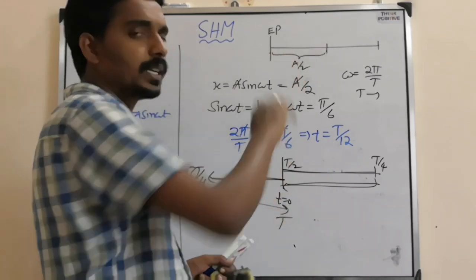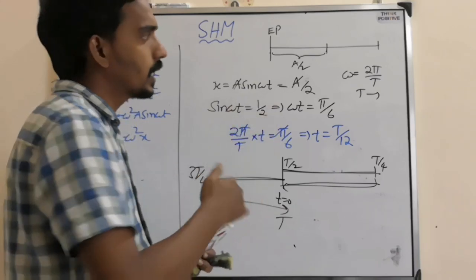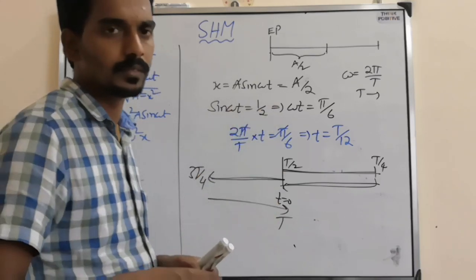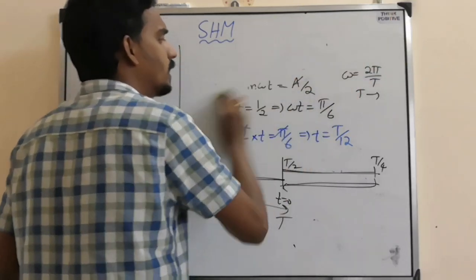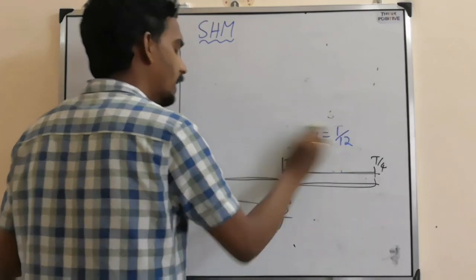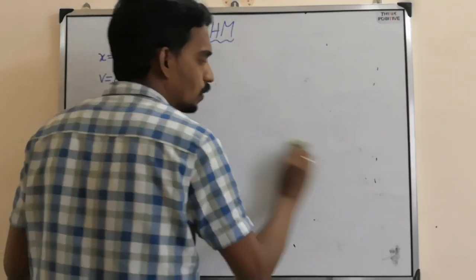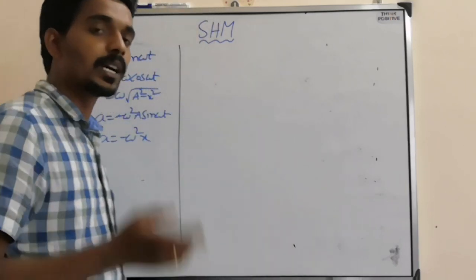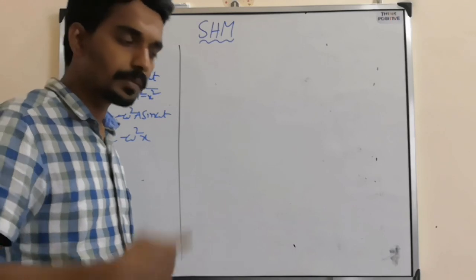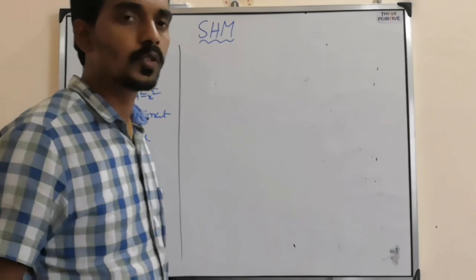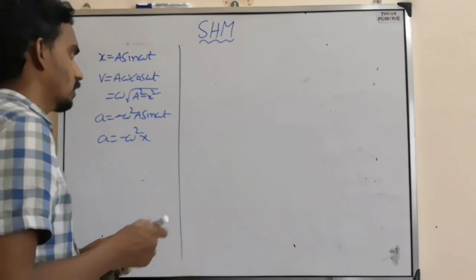Like this they can ask questions. The displacement can be anything. How much time does it take to cover a by root 2 displacement? Like that they will ask. Or they may ask a question where it is starting from the end position, then also you can do it, but you need to take the cos formula in that case. Because starting from end position means x should be equal to a cos omega t. That is the difference.